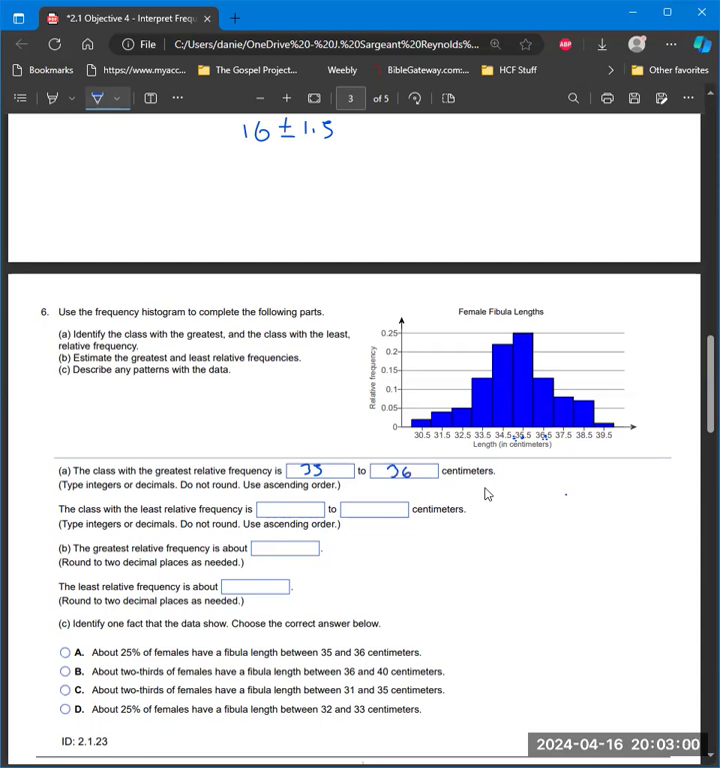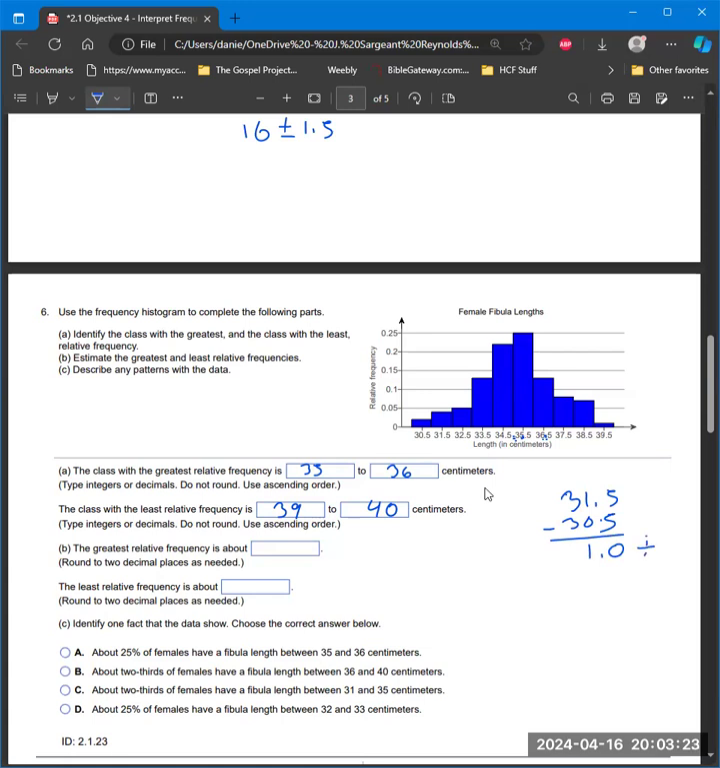And the class with the lowest frequency is over here, and that looks like that's from 39 to 40. Again, if you want to see how I did that, the difference, pick any two consecutive class marks here, like 31.5 minus 30.5. You see that it has a distance of 1.0.